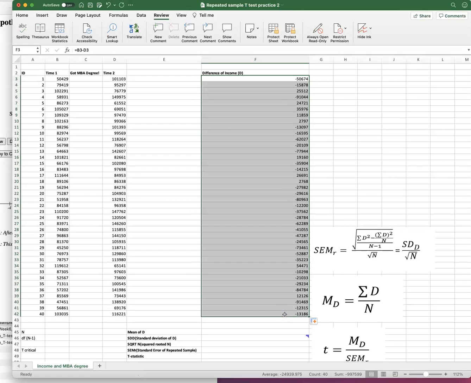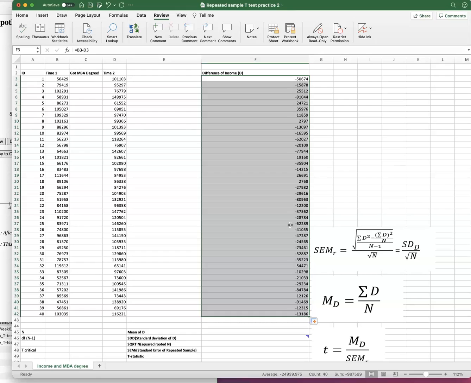Alright, so in this case, maybe we can think of another direction. So it was t1 minus t2. So it means that t2 is bigger than t1 because the numbers are negative numbers. So when you do t1 minus t2, the results are negative. So it means that t2 is bigger than t1 in general.